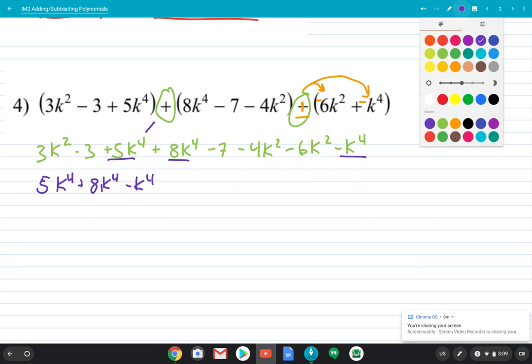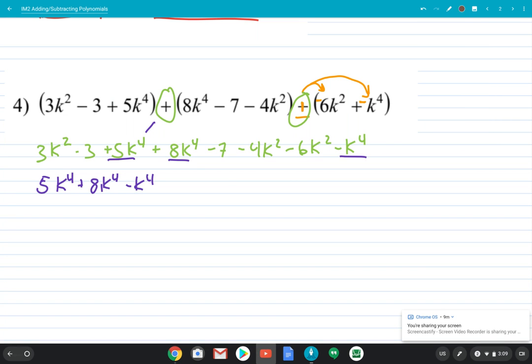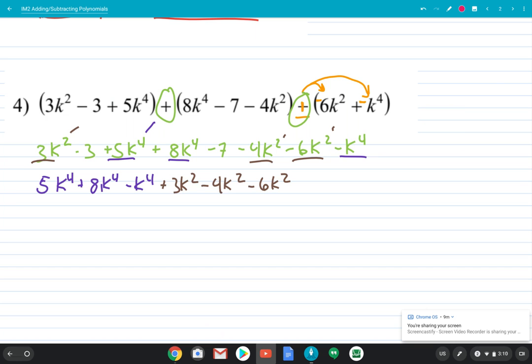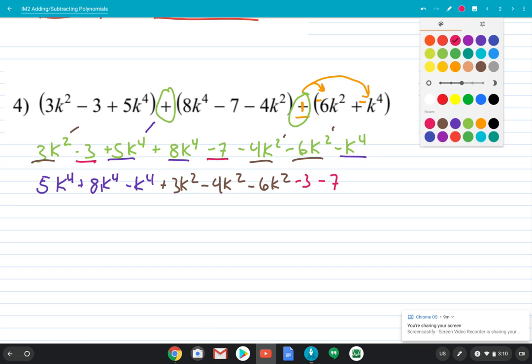Okay, then comes the power of 3. I don't see any powers of 3. How about power of 2? Got one here, got one here, got one there. So it's a plus 3k squared minus 4k squared minus 6k squared. So now I'm going to look for powers of 1, which there are none. So powers of 0, these two guys. Minus 3 minus 7. They're all written in order.